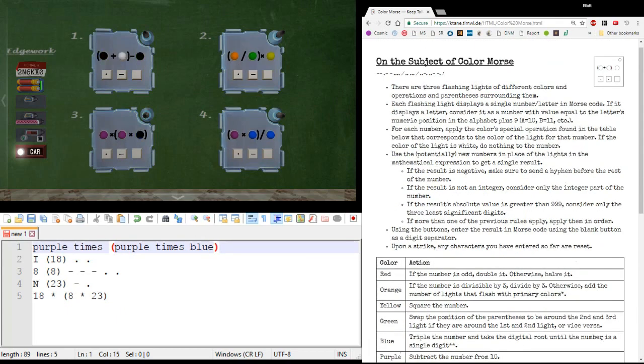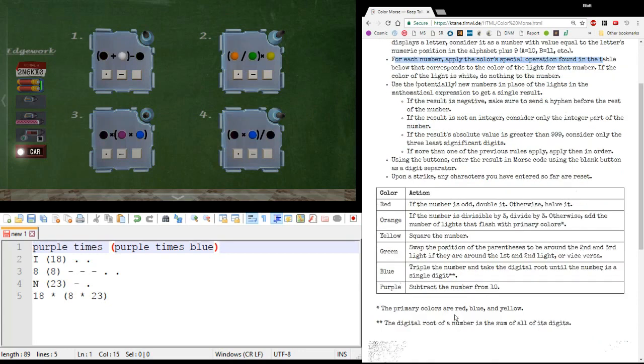Now, for each number, we're going to apply the color's special rule. If it's white, we don't do anything with it. Otherwise, we have a special rule down here. So, let's see what we do with these. The first number we had is purple. The rule for purple is subtract the number from 10. So 10 minus the number you have is your new number. So we're going to subtract 18 from 10. That gives us negative 8. We're also going to do it for this one. We're going to subtract 8 from 10. That leaves us with 2.